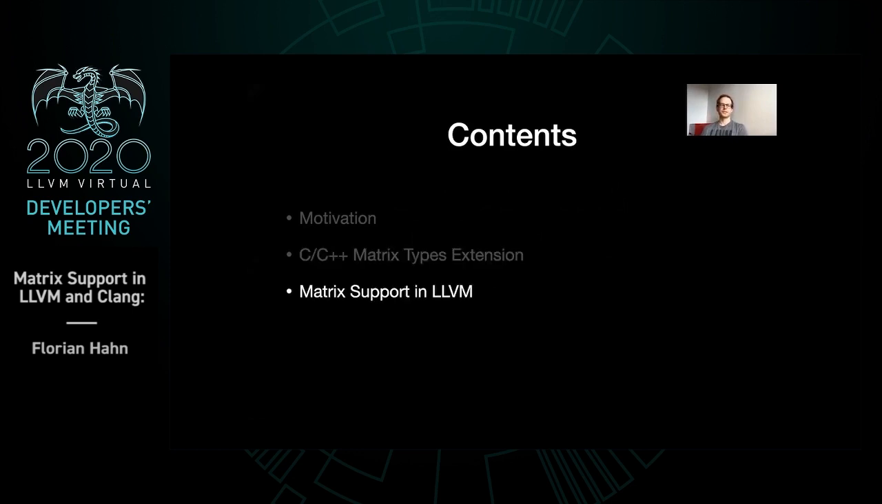Then we're going to switch gears a little bit and take a look at how the matrix operations are represented in LLVM-IR, how the matrix types extension gets lowered to LLVM-IR and subsequently gets lowered to vector instructions. And finally, we're going to take a look at some performance numbers to give you an idea of what kind of gains the matrix types extension can bring to user code.